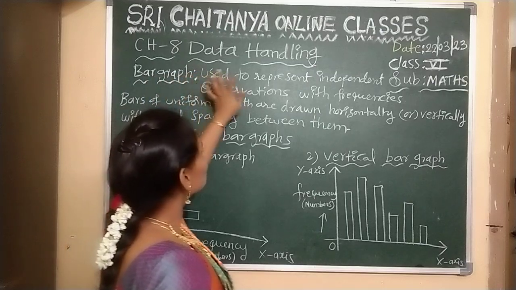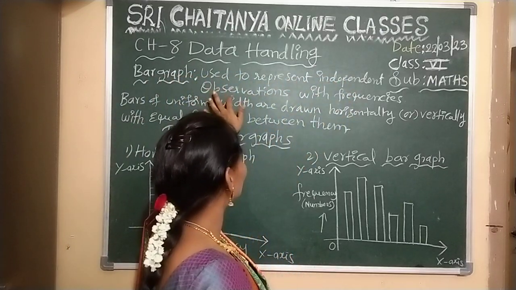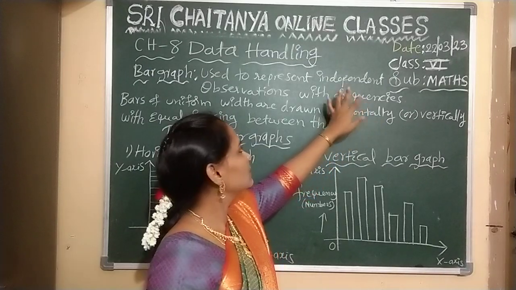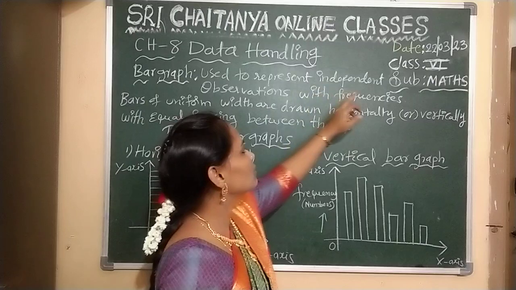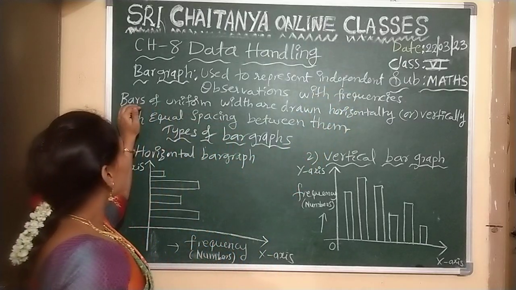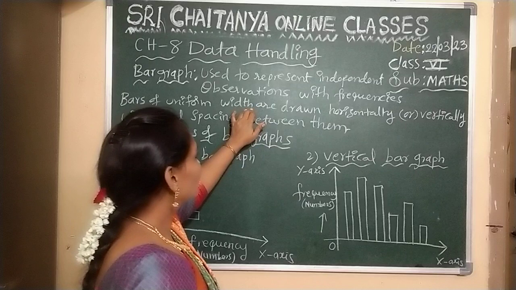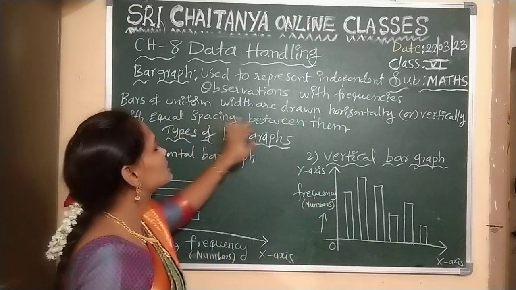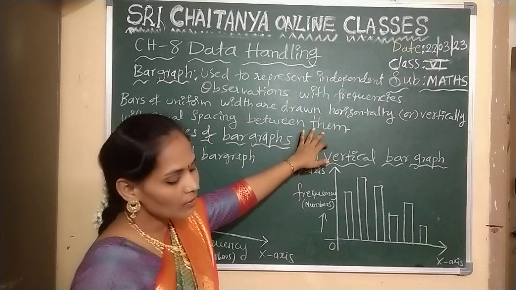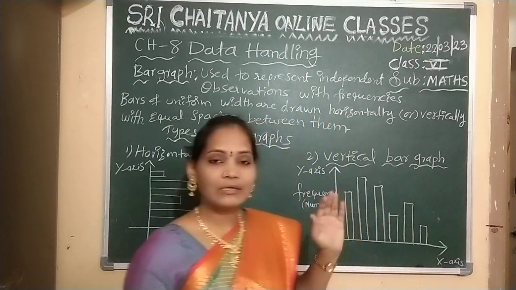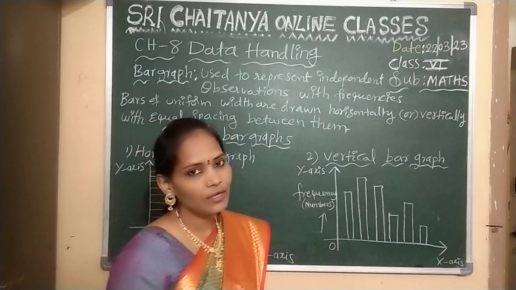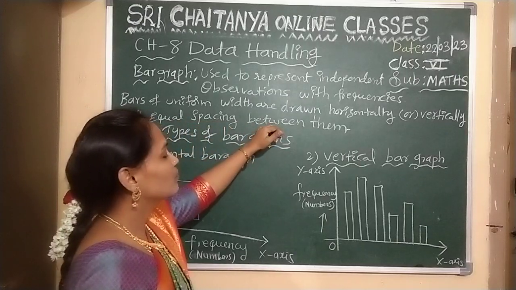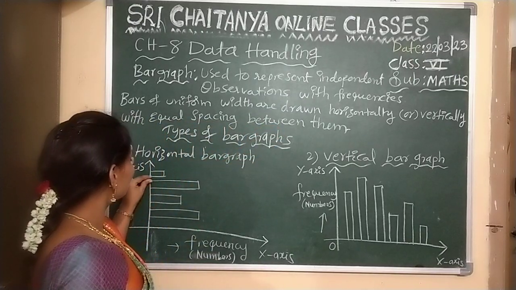Bar graph is used to represent independent observations with frequencies. Bars of uniform width are drawn horizontally or vertically with equal spacing between them. We can draw a bar graph vertically or horizontally, and we should give equal spacing between the bars.